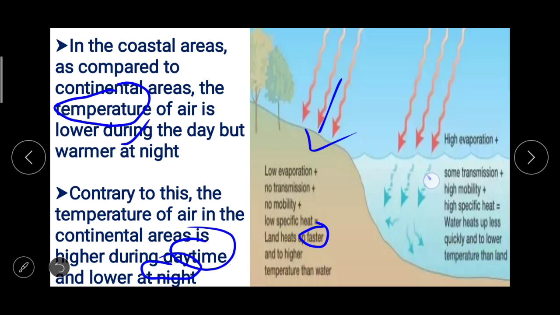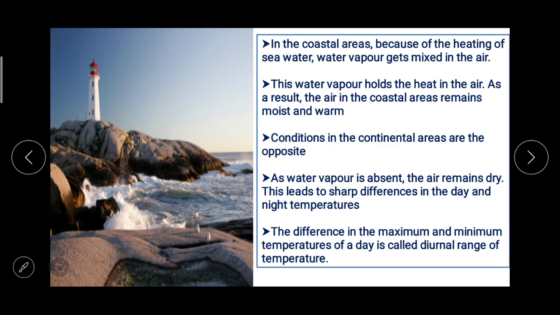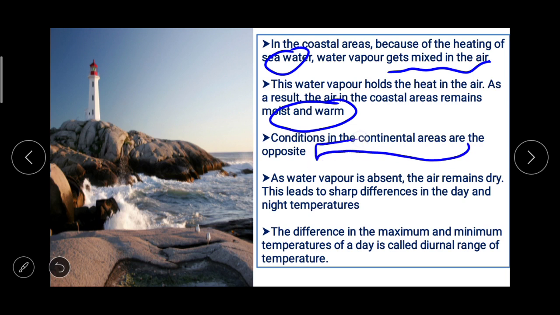And what about water? High evaporation, some transmission, high mobility, high specific heat. So water heats up less quickly and to lower temperature than land. Now the next thing, in the coastal areas, because of the heating of seawater, water vapor gets mixed in the air. This water vapor holds the heat in the air, and because of this, the air in the coastal areas remains moist and warm.